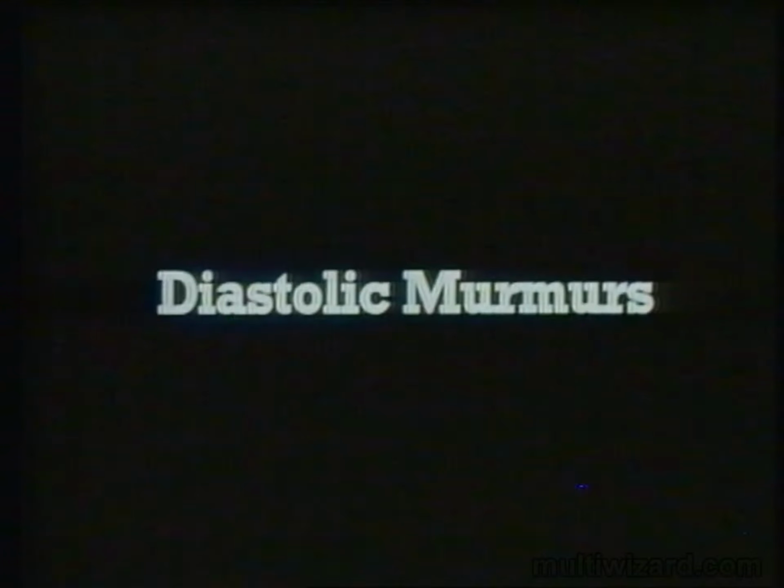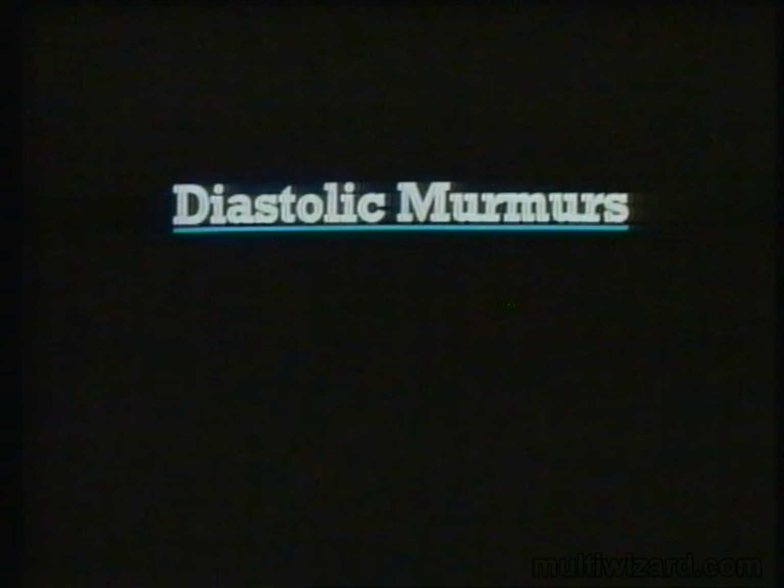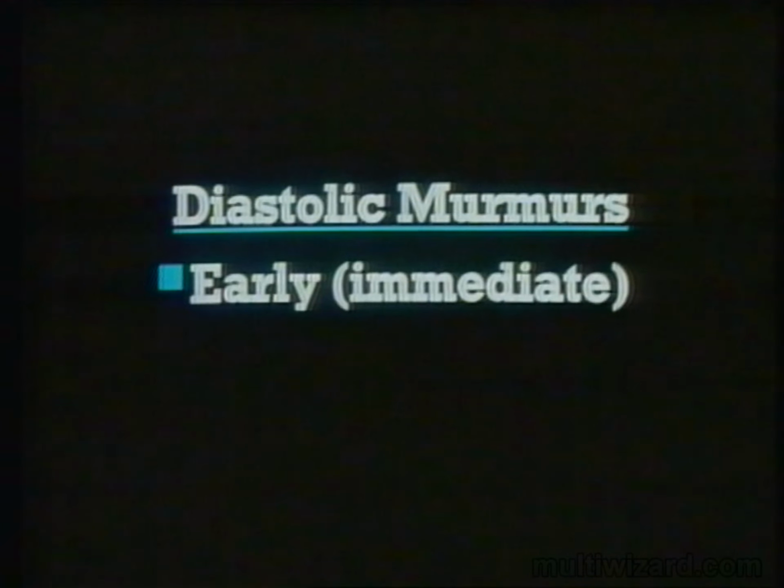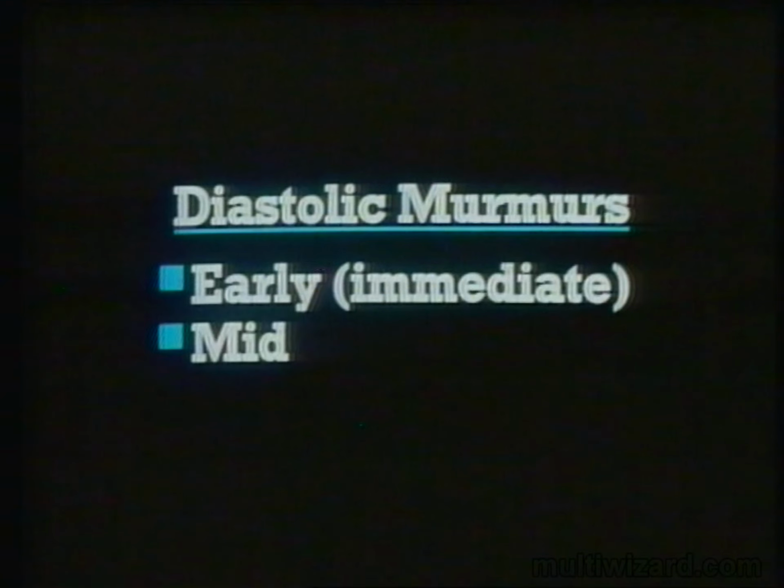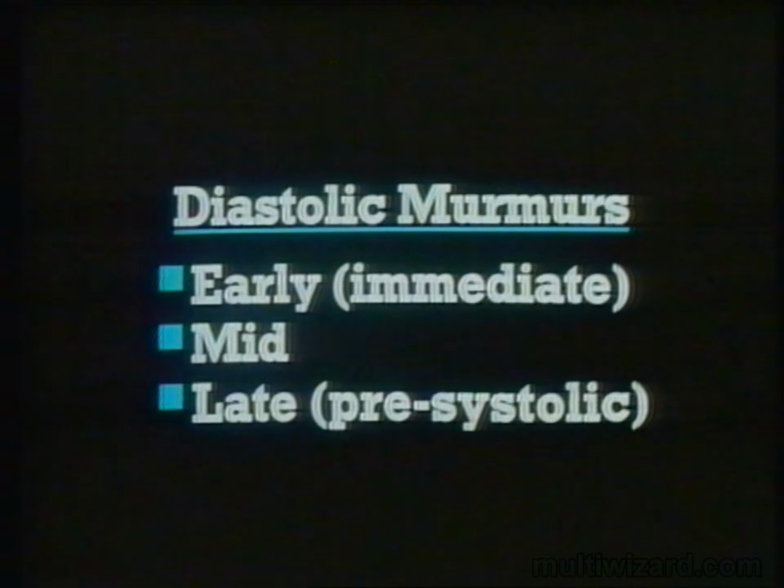Please repeat this section until you are confident that you understand it. Diastolic murmurs are rarely loud, easily missed, and always important. They are recognizably diastolic by virtue of being out of phase with the carotid pulse. Diastolic murmurs are divided into early or immediate diastolic murmurs, mid-diastolic murmurs, and late diastolic or presystolic murmurs.